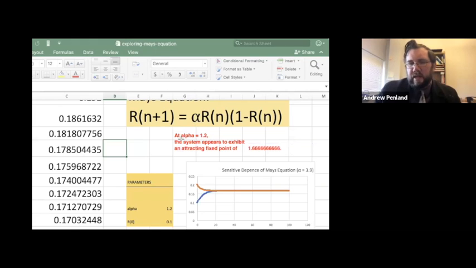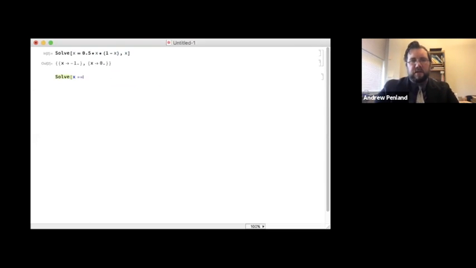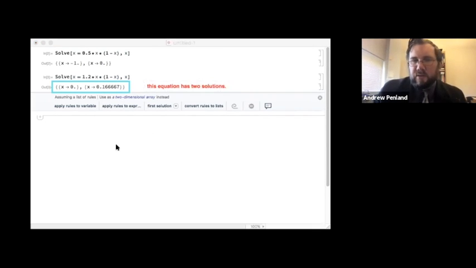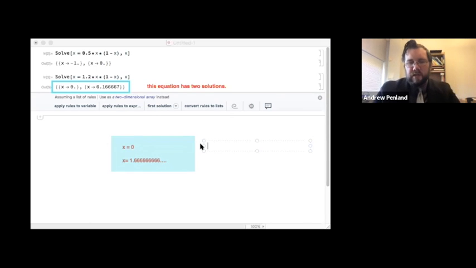But in this instance, I can confirm that analytically by using Mathematica or high school algebra to solve the equation. So at alpha equals 1.2, I can solve x equals 1.2 times x times 1 minus x for x. And it tells me that there are two fixed points. This equation has two solutions, x equals 0 and x equals 1.6 repeating. But now I don't know why we wound up here and not here. But there are two fixed points. That's what the equation told me.